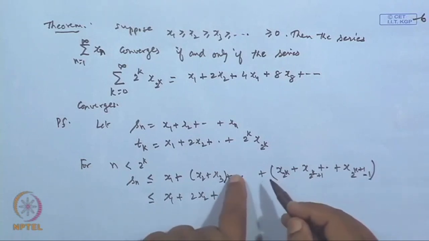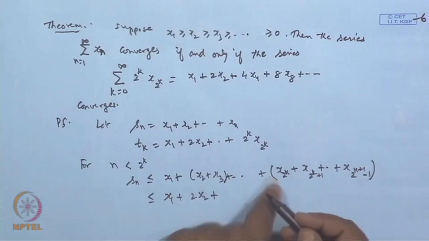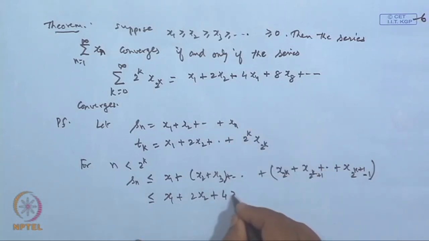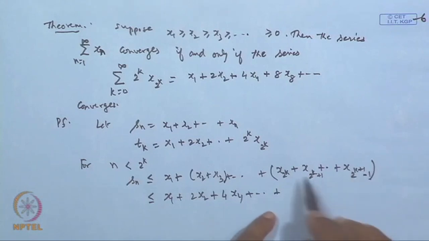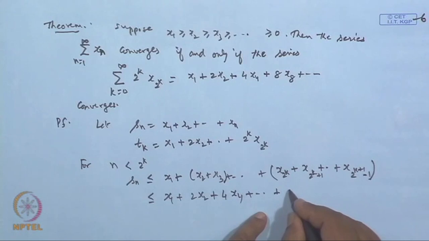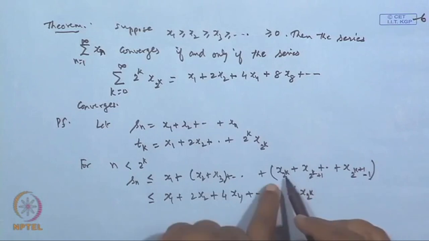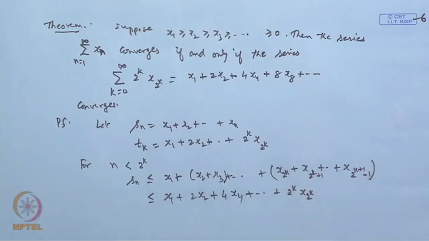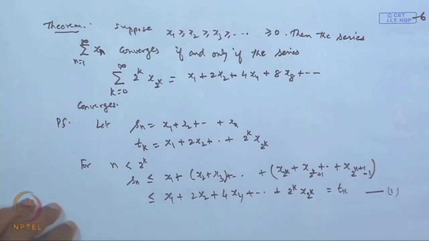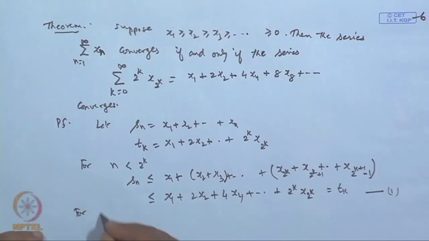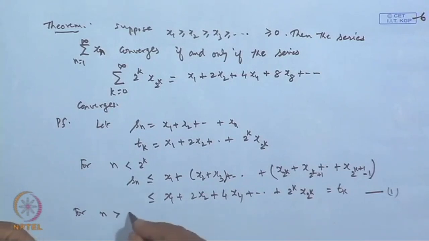Similarly, when you go for x4, x5, x6, x7 and x8, then the next term will be less than 4 times x4, okay, that term. And continuing this, there are only 2 to the power k terms. So 2 to the power k into x 2 to the power k. This will be, because this is the smallest term and this is the largest term and the rest are decreasing, is it not? So it will be less than this. But this term is nothing but Tk. So what we get is that Sn is less than or equal to Tk. Okay? This is one thing. Now for n, let us take n to be strictly greater than 2 to the power k.